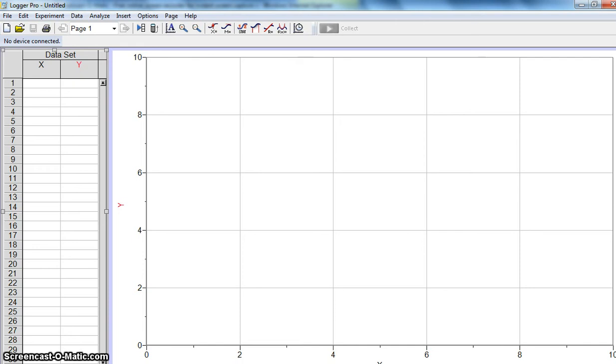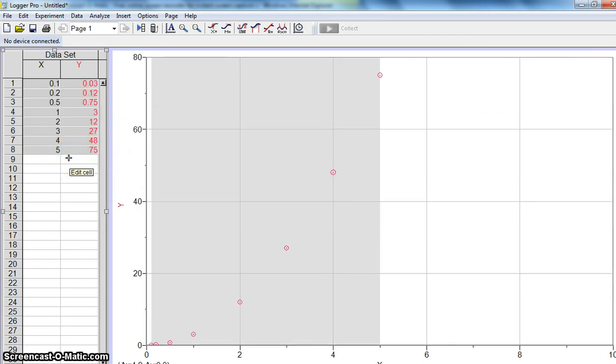Hi, this is a quick little screencast to take a look at how to linearize the data for the golf tee and disc rolling apparatus lab. You'll just need to open up Logger Pro and input your data. Hey, look at that. One thing that you want to make sure to do is label the columns here.